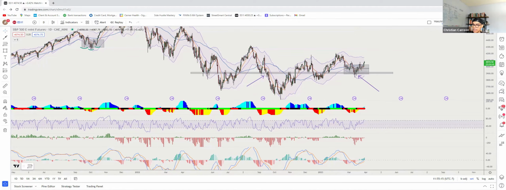I do go over the MACD a lot. Again, these indicators to me are lagging indicators. I'm just looking at them for reference.